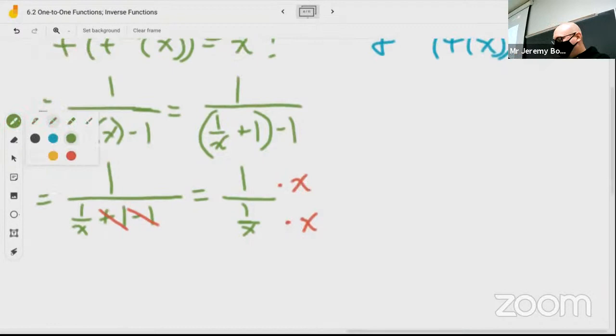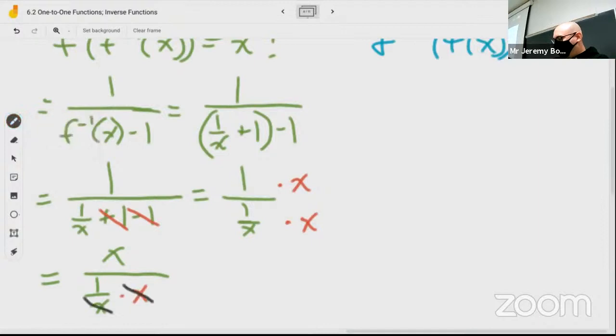And so we're going to end up with, and let's do the steps. So that's 1 times x, that's going to be x up here. Then we'll have 1 over x times x, which those x's will reduce. And so you're just left with x over 1 is x. X out.